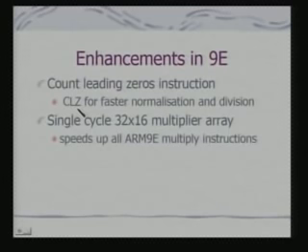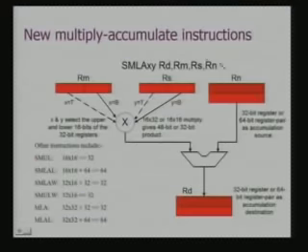So this is required for normalization and division, because if I have a floating point number and I need to normalize, I need to find out how many leading zeros there are. There is a special hardware block to implement this, because this cannot be done using a standard ALU. It also has a single-cycle multiplier array which speeds up all ARM9E multiply instructions. We shall just look at these enhancements.